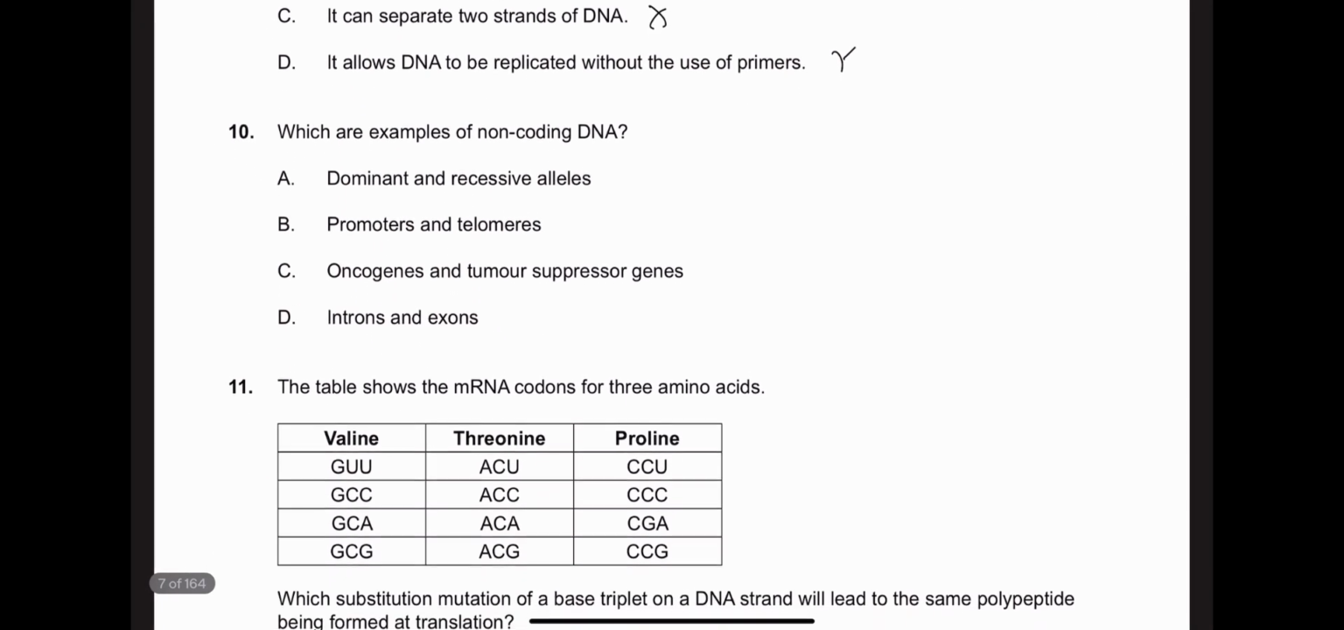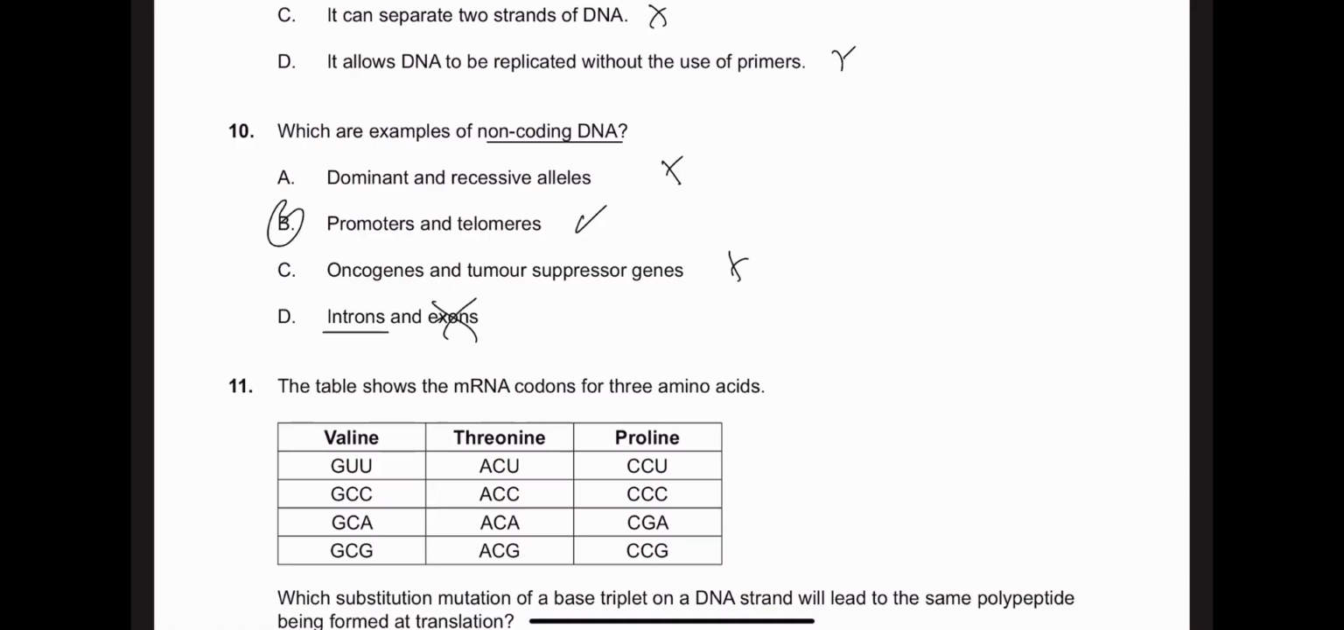What are examples of non-coding DNA? Okay, dominant and recessive alleles. That is not true. Promoters and telomeres. I mean, by definition that is non-coding DNA, but let's just have a look at the other options. Oncogenes and tumor suppressor genes. Again, this is not non-coding DNA. Introns and exons, while introns are by definition non-coding DNA, exons are coding DNA. So our option is B.